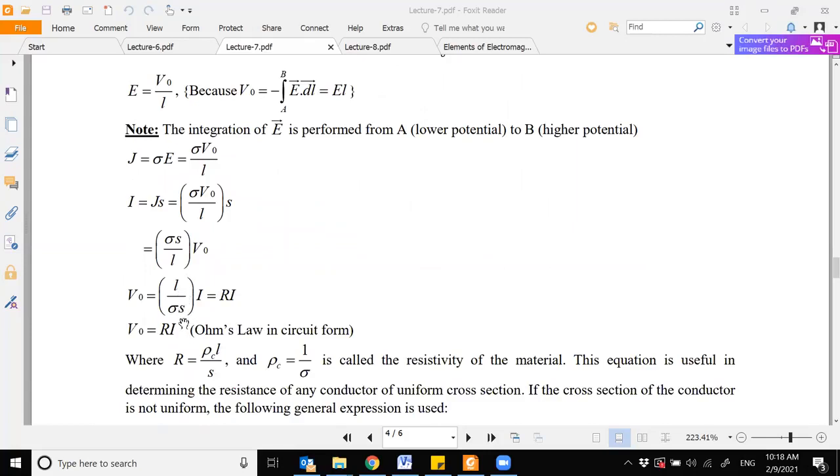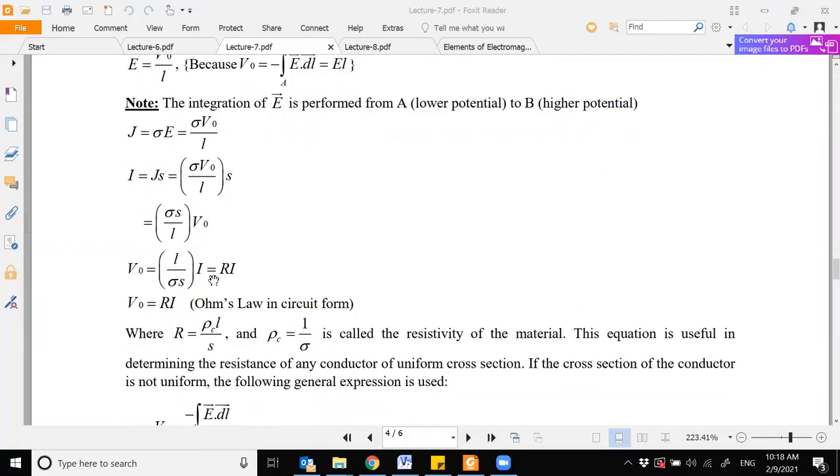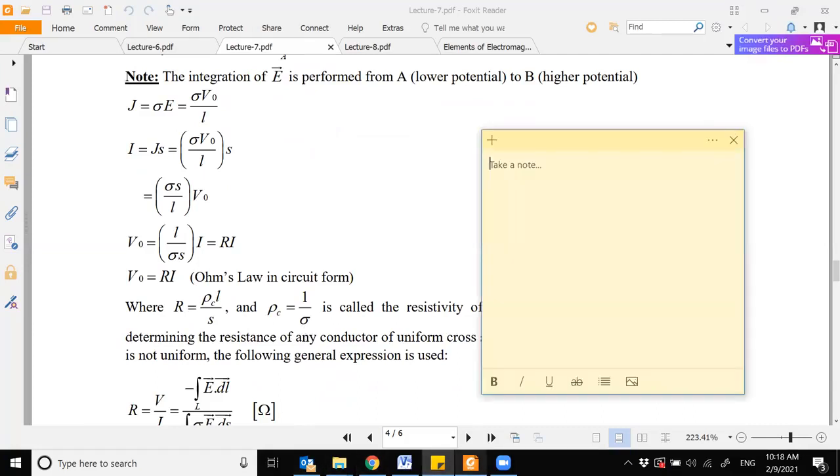And what is L over sigma S? L over sigma S is nothing but the resistance of the wire, or resistance of this conductor. See, R is L over sigma S. We can represent R in two manners. So here R is equal to L over sigma S.